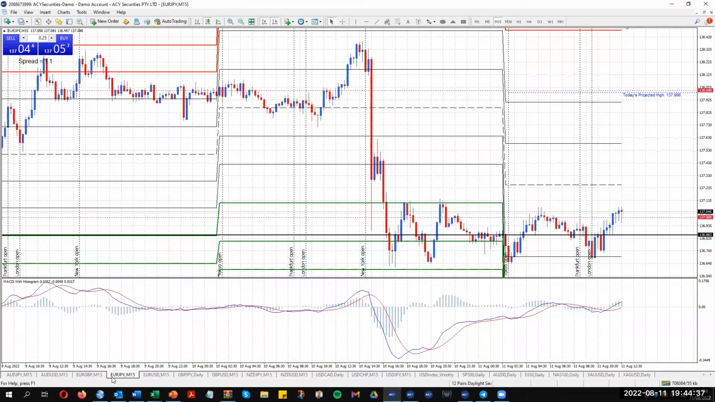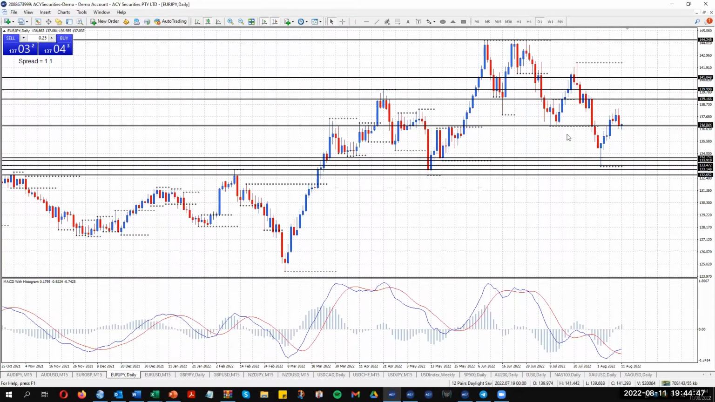Euro yen, it's a bit consolidatory because the dollar yen's been moving down, the euro dollar's been moving up. But if you go to your daily chart, this is a weekly level of support or resistance. More support here. We're kind of getting support there today.